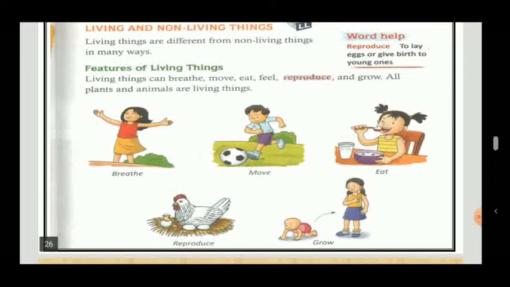As we know, a hen lays eggs. It's called reproduction. So, the things that can reproduce, that can lay eggs or give birth to young ones, are called living things. Living things can grow. You can see in this picture, one girl is growing from baby to girl. So, these all are living things. All plants and animals are living things.